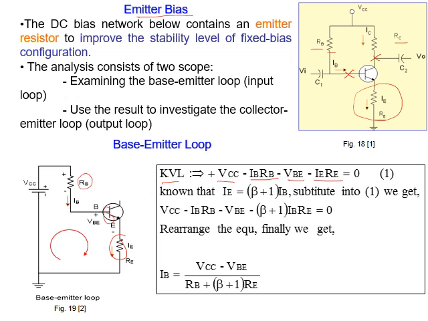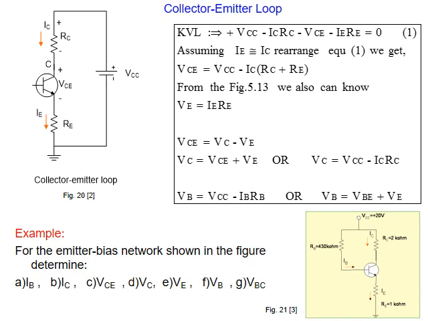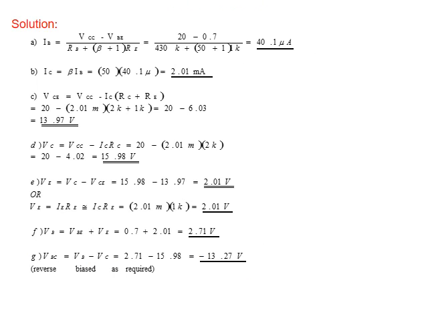As you can see, this is the fixed bias only. But now in the denominator we have beta plus 1 RE, because as you know, I need to substitute here I emitter by beta plus 1 I base from principles, and simplify, we got this equation. A little bit improved. As you can see here, VC is this voltage minus the drop here. So we substituted, we have everything, we got VC.